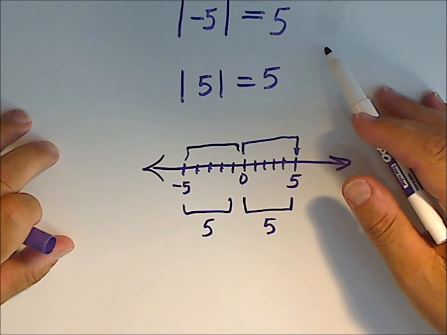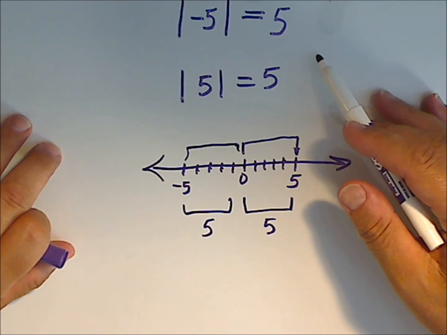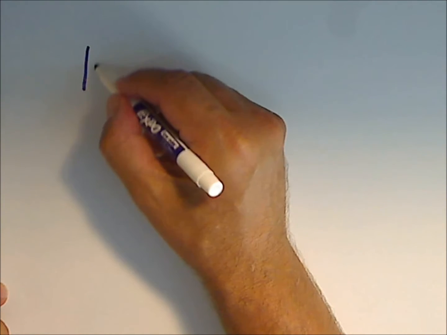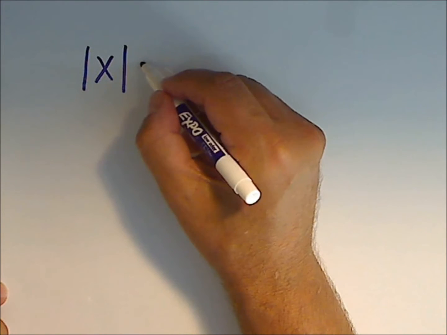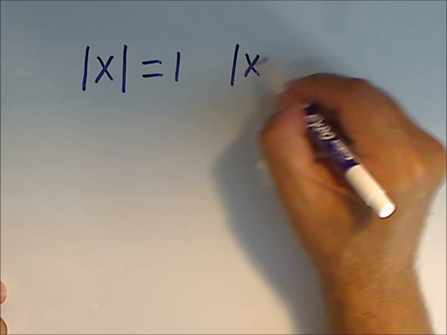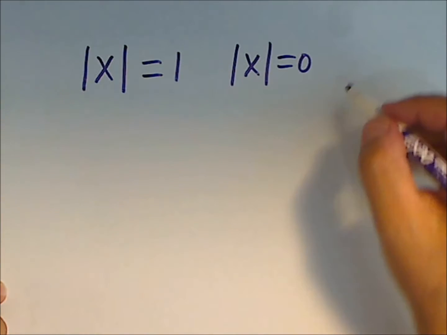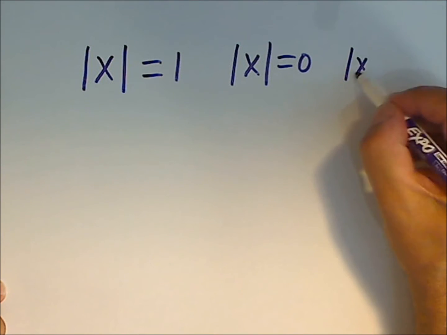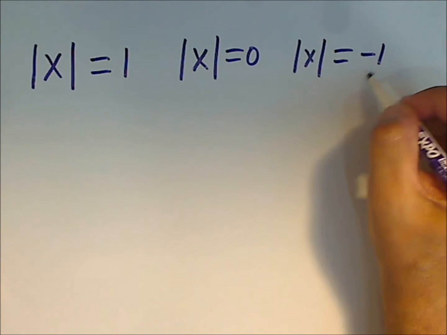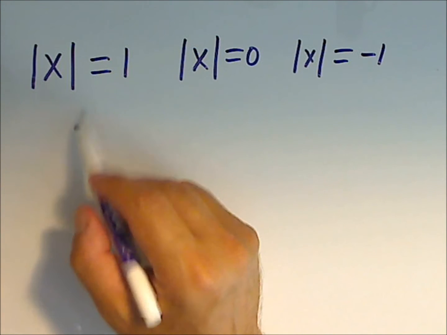And so this will help us understand some more advanced absolute value problems. For example, let's take a look at 3 basic problems, all at one time. The absolute value of an unknown number is equal to 1, and the absolute value of some unknown number is equal to 0, and the absolute value of some unknown number is equal to a -1. Let's start with this.